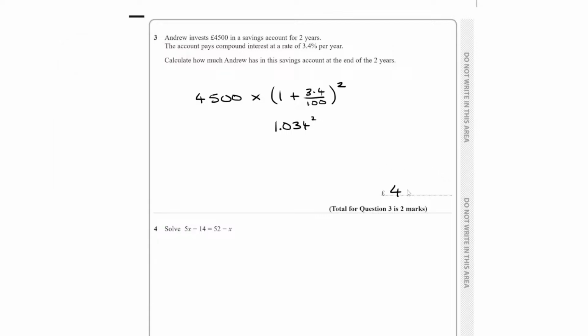4,811.20. I'm just rounding it to 2 decimal places. It hasn't really mentioned it, but because it's money, I've just thought put it to 2 decimal places.